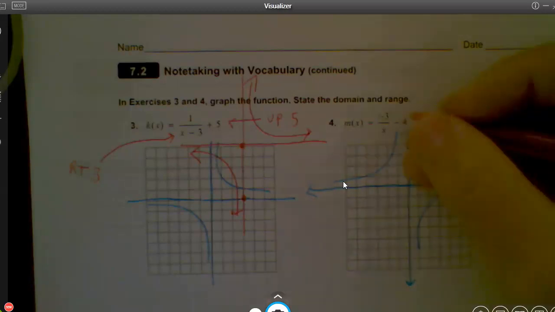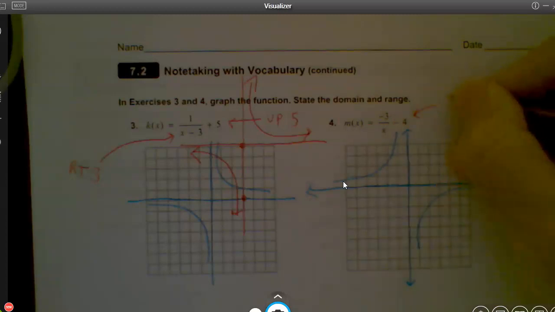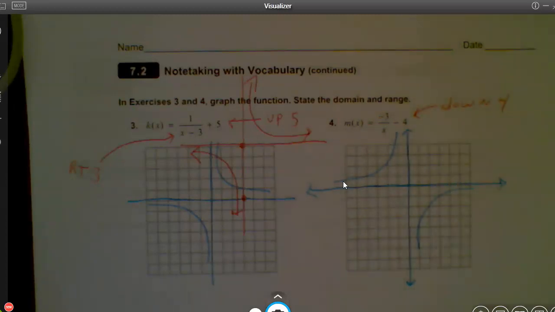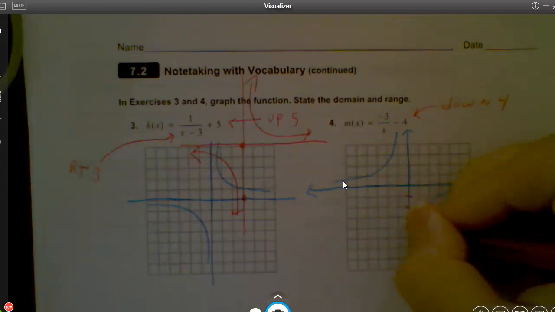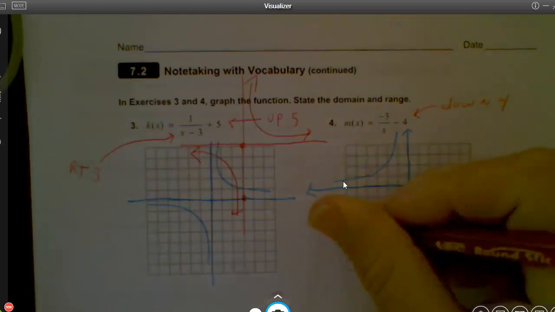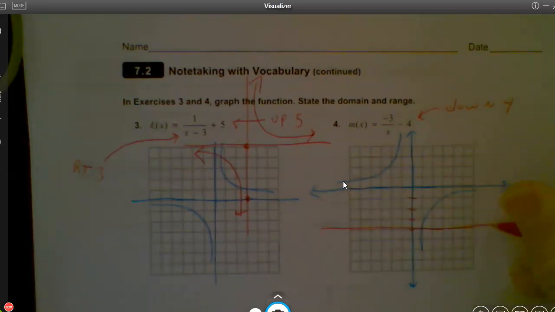Right? So anything that's not attached to x, like this minus 4, remember, causes your graph to go up or down. This one is negative, so it's going to go down 4. So all we're going to do is take this blue graph and we're going to shift it down 4. So 1, 2, 3, 4. So here's my new horizontal asymptote. It's going to go right there.